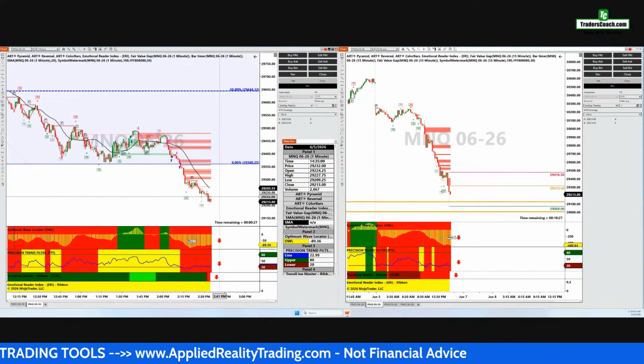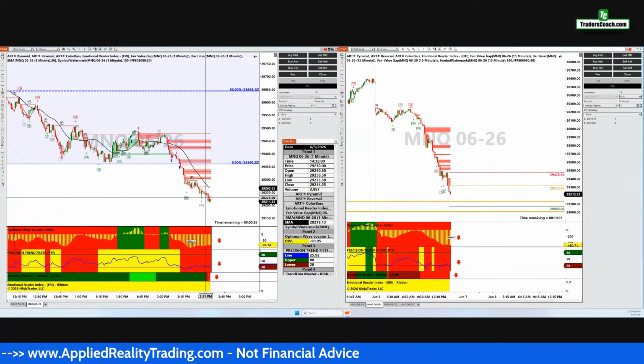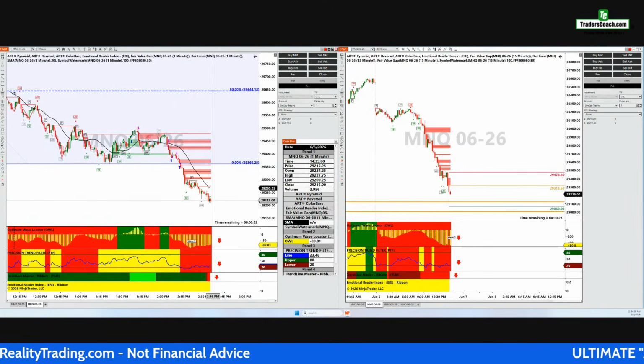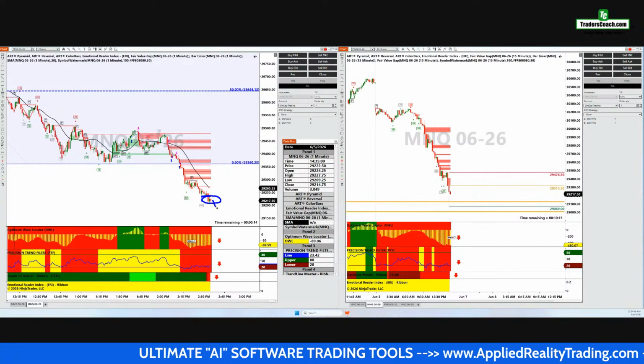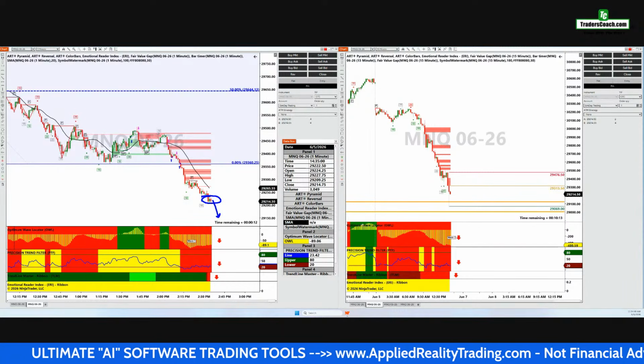I think we are in another market maker model. Maybe the last one until we take liquidity out here. And that would be here. Drop.